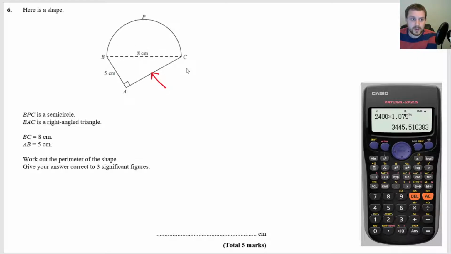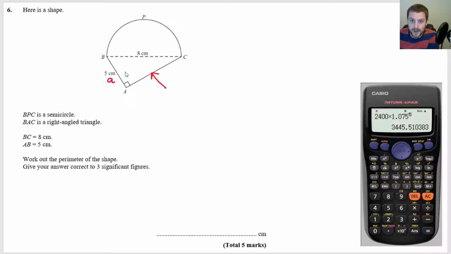We could do this side first if we want to. We're going to have to do both of them. So this side here, we're going to use Pythagoras to answer that one. You're either good enough at Pythagoras to realize straight away that you do 8 squared, take away 5 squared, and then square root. Or let's label it ready for Pythagoras.